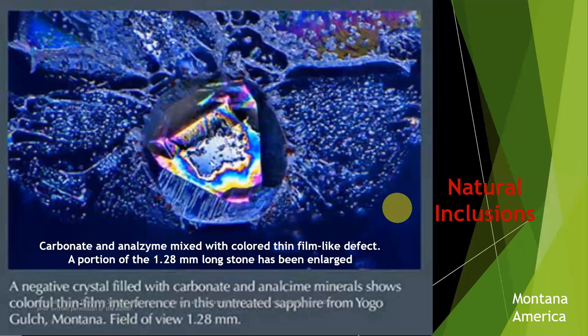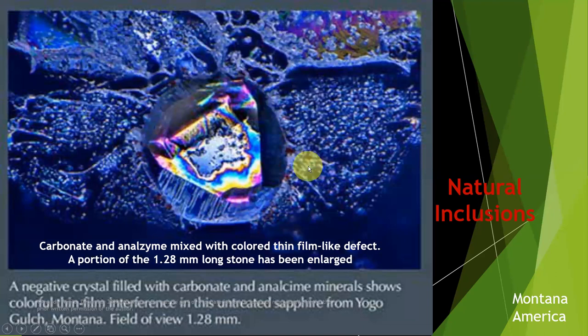Now look at this. This is Montana. In America, Montana sapphires are very famous. Montana is a state in America. Montana sapphires are very high priced. Carbonate and analcime, this is called analcime, carbonate and analcime mixed with colored thin film like defect. We can see a little thin film like this. It is included with carbonate and analcime mixed. So this is a natural inclusion.